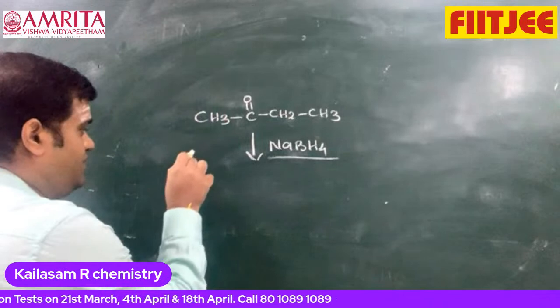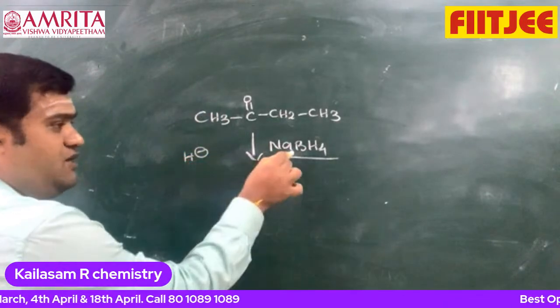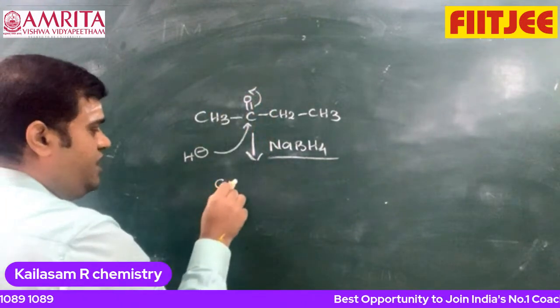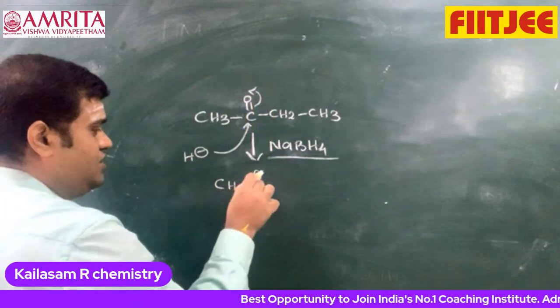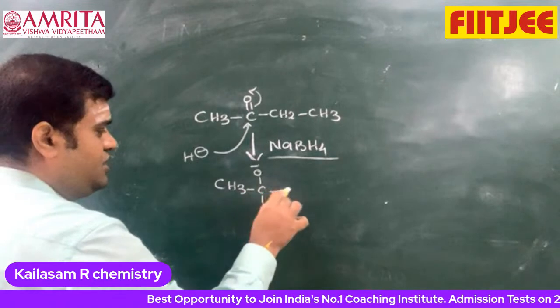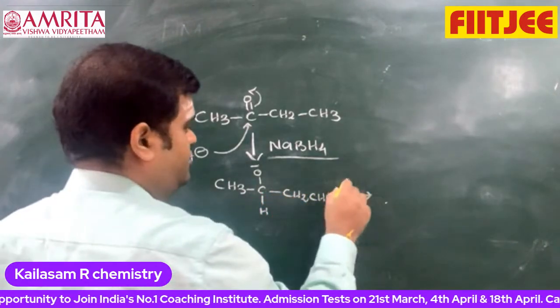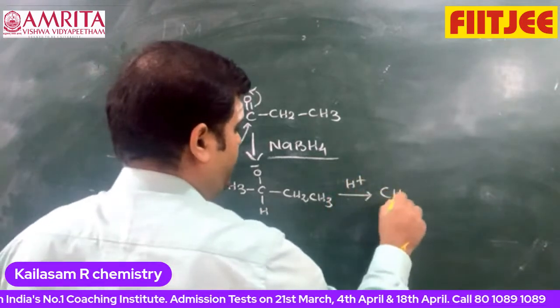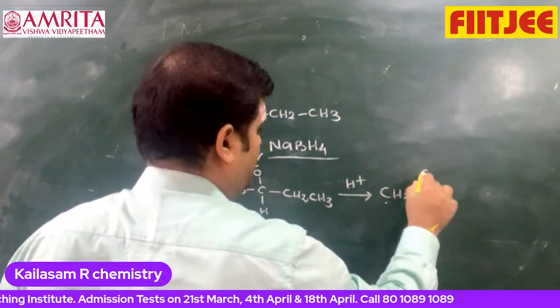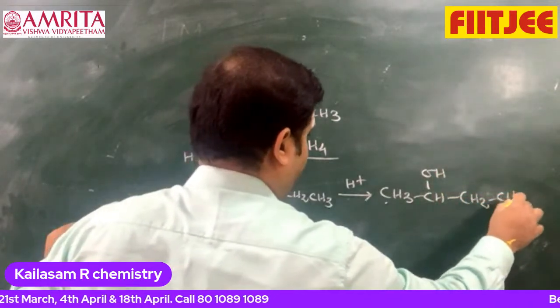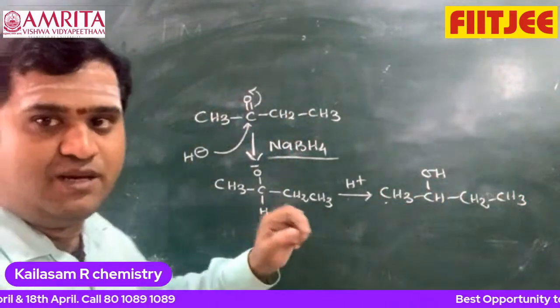Look at this. Very simple. H minus, coming from where? Sodium borohydride. It attacks here and the bond breaks. You are going to get CH3, C, O minus, H, CH2, CH3. Then with hydrolysis, H plus, I am going to get CH3, CHOH, CH2, CH3. Please understand, there is an observation here.